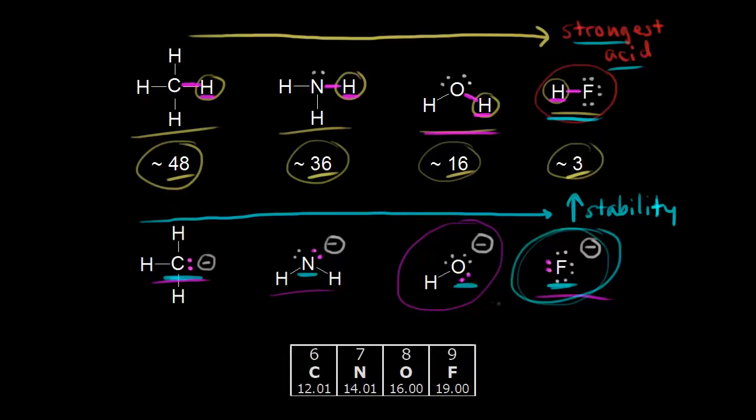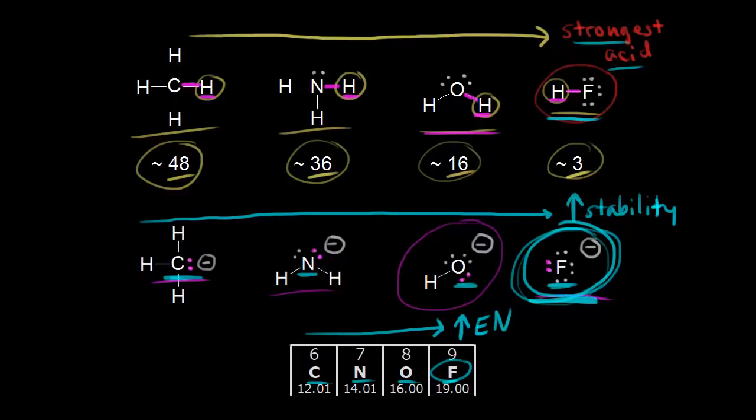That's the same trend as electronegativity. So if you look at carbon, nitrogen, oxygen, and fluorine, as you move to the right on the periodic table, you know you increase in electronegativity, with fluorine being the most electronegative element. And the most electronegative element attracts electrons the most. It likes to have electrons around it, and therefore it makes sense that fluorine is the best at stabilizing a negative charge. And that makes this the most stable conjugate base.